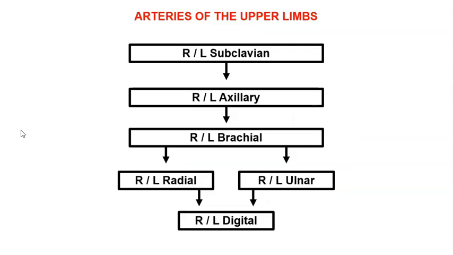The arteries of the upper limbs are a bit more straightforward, with the right and left subclavian arteries becoming the right and left axillary artery, then becoming the right and left brachial artery. The brachial artery branches to become the right and left radial and right and left ulnar arteries, both of which feed into the right and left digital arteries that deliver blood to the fingers.